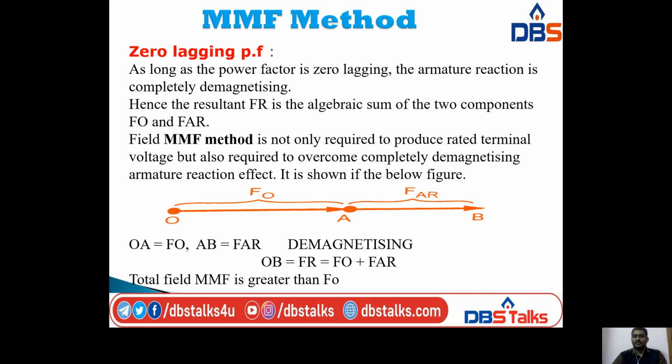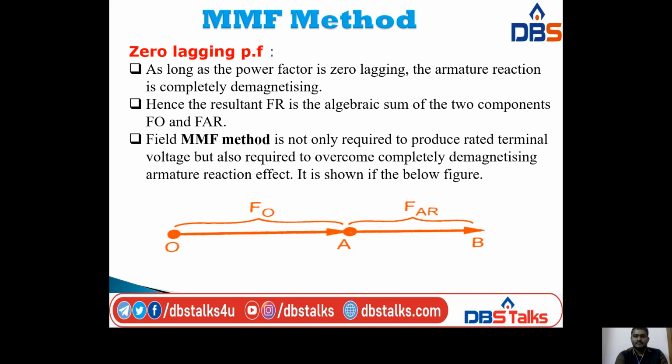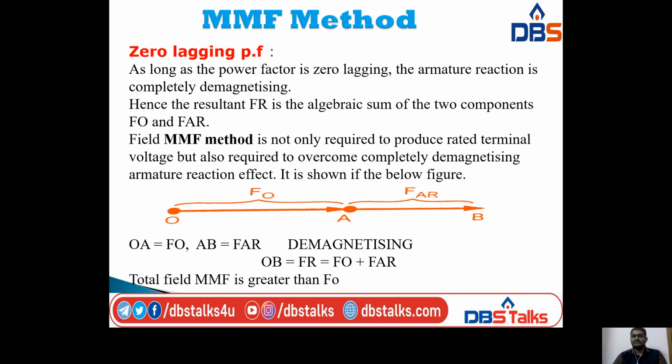Next, zero lagging power factor. As long as the power factor is zero lagging, the armature reaction is completely demagnetizing. Hence the resultant FR is the algebraic sum of the two components, that is F naught and FAR. The field MMF is not only required to produce the terminal voltage, but also required to overcome the completely demagnetizing reaction effect. From this diagram we have OA and AB. OA is equal to F naught, and AB is equal to FAR.